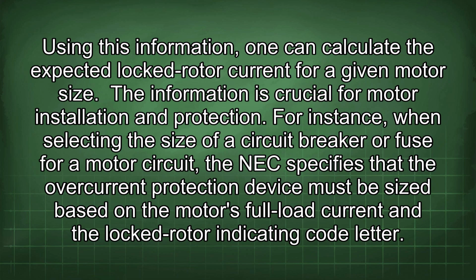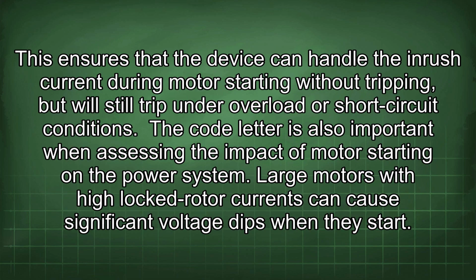For instance, when selecting the size of a circuit breaker or fuse for a motor circuit, the NEC specifies that the overcurrent protection device must be sized based on the motor's full load current and the locked rotor indicating code letter. This ensures that the device can handle the inrush current during motor starting without tripping, but will still trip under overload or short circuit conditions.